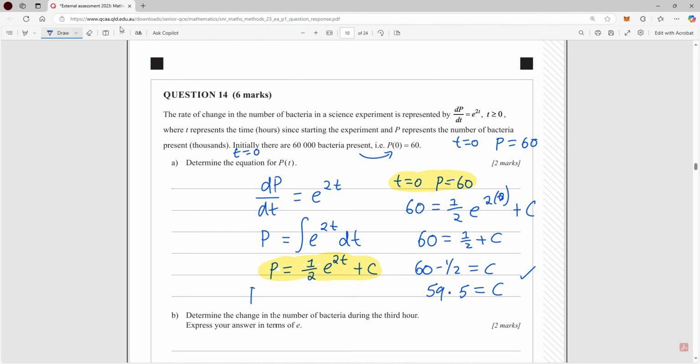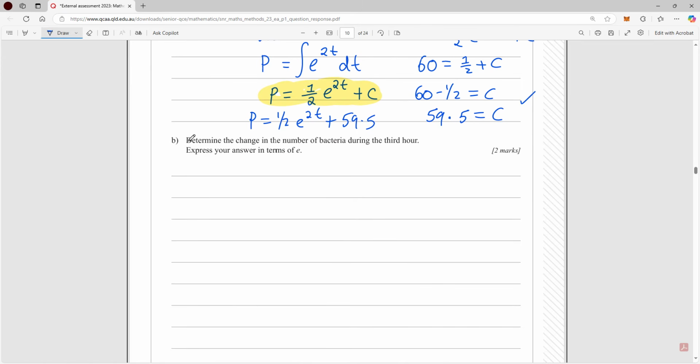You have to say what p is. So p is this exact same thing here, except instead of putting c, you've got to put 59.5, or whatever the fraction is of that one there. Okay. Alright. B. Determine the change in the number of bacteria during the 3rd hour.